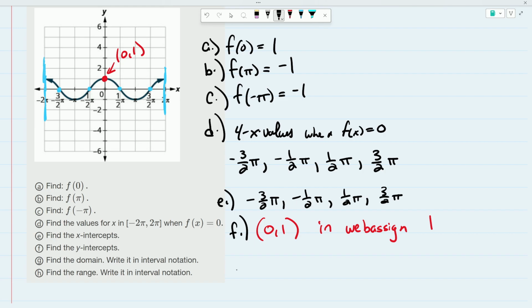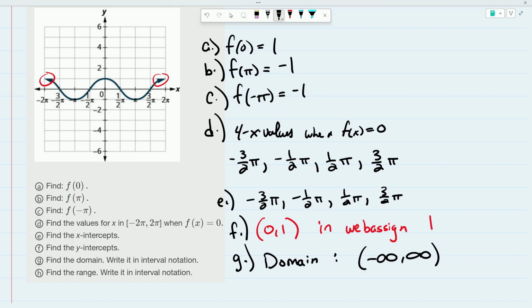Finally, part G, they're asking us for the domain and to write it in interval notation. So let me erase some stuff here. If we look at our graph, notice that we have these arrows on the far left and far right sides, and they mean it just keeps going. So in this case, our domain is going to be negative infinity to positive infinity because they keep going. That's what the arrows represent. Okay?